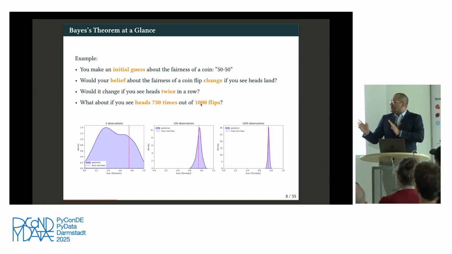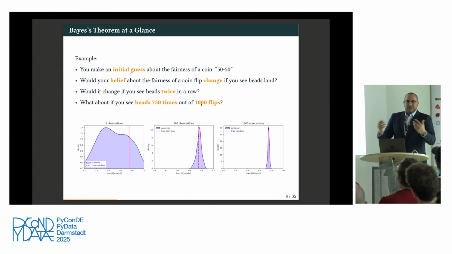So let's go through a 101 example, which I really like. Let's suppose that you make an initial guess about the fairness of a coin and you say, it's 50-50, right? Now, this is your prior belief and the age-old question, where does the prior belief come from?